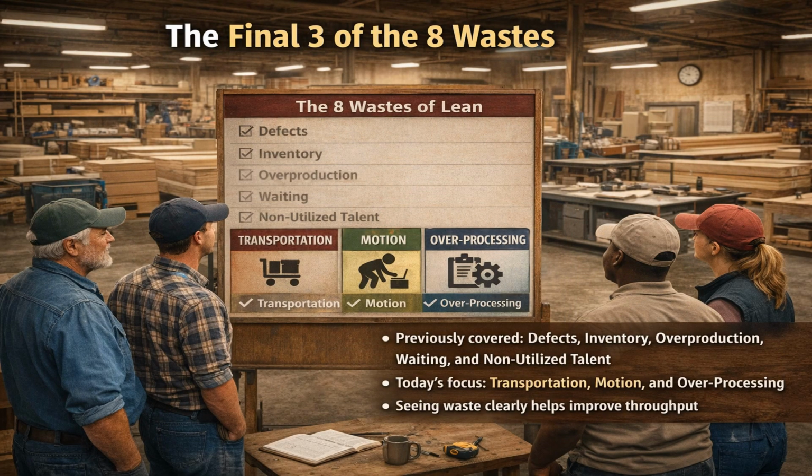We've been gradually going through each of the 8 wastes of lean in detail, because the better you get at seeing waste, the more empowered you are to boost throughput by eliminating those wastes. So far, we've covered defects, excess inventory, overproduction, waiting, and non-utilized talent. Today we'll be covering the last 3, being transportation, motion, and overprocessing. So let's jump right into transportation.